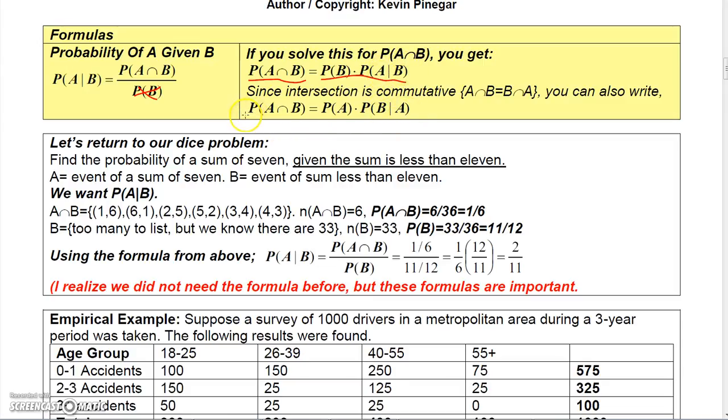So both of these equations are true. The probability of A intersect B is the probability of B times the probability of A given B, or it could be written as the probability of A times the probability of B given A.